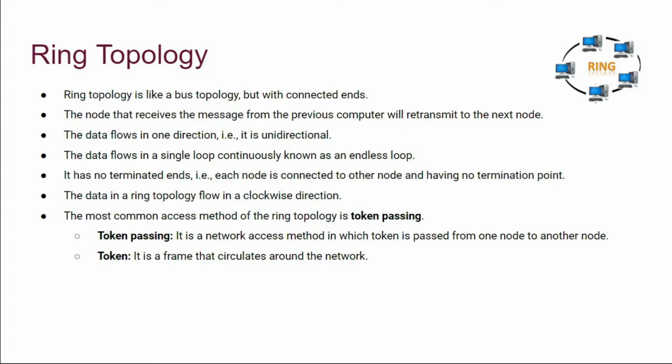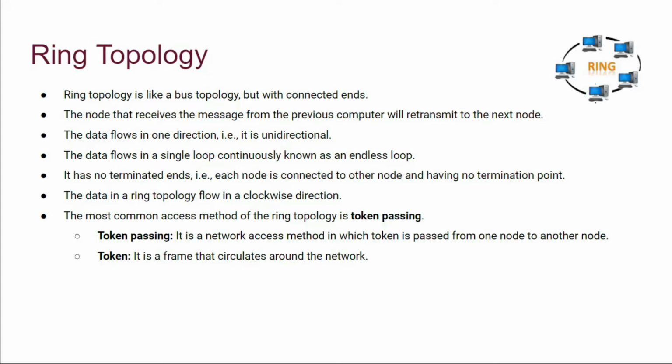And it has an end-to-end loop. That's why you don't have any terminations. Each node is connected to another node, with no termination point at all. And the data in a ring topology flows in a clockwise direction. So it will follow clockwise, not anti-clockwise.